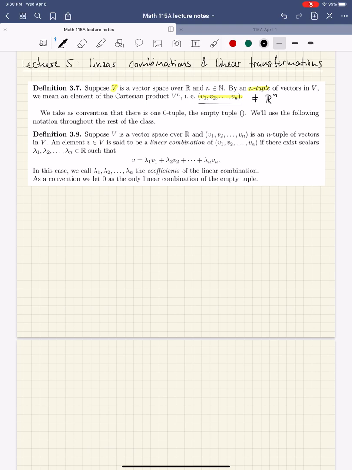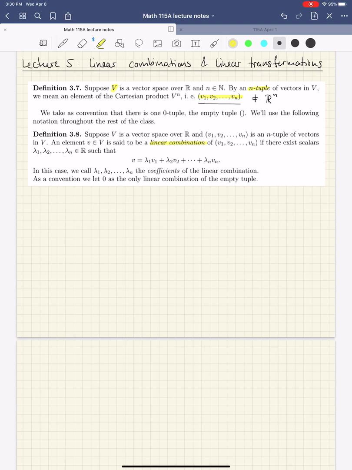And for some convenience, a zero tuple will just denote the empty tuple, and we'll use this notation throughout the class. And so now, doing this, we can define what a linear combination is.